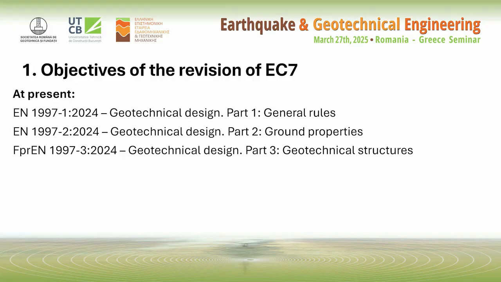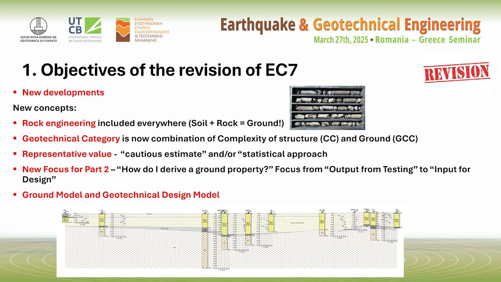What is the status now? We have already adopted in 2024 the first 2 parts, general rules and ground properties, and in November 2024 the formal vote ended for Part 3 of Eurocode 7. It was approved, and we are expecting its publication probably this year, in 2025, while Eurocode 0 was already published in 2023.